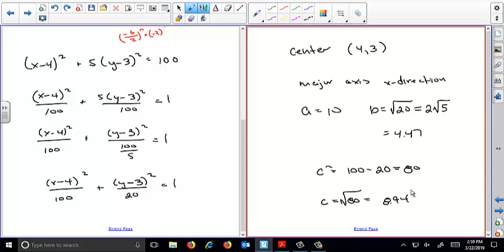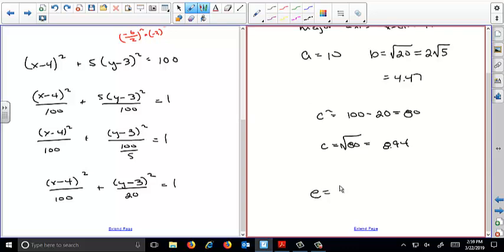Does that make sense? Yeah. Because if you think about it, 80 is 4 times 20. So the square root of 4 would be 2. So this one's double that one. So we can calculate the eccentricity here. It's going to be equal to c over a, or 8.94 over 10. So it's pretty round. Or is that, no, actually it's more stretched than I thought it was. Okay, it's 0.894.